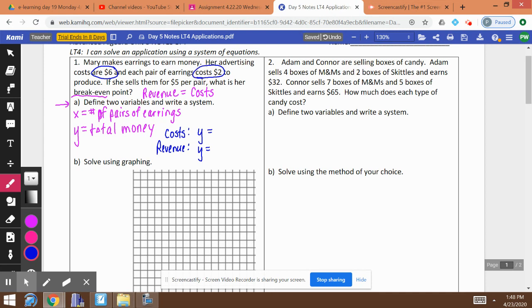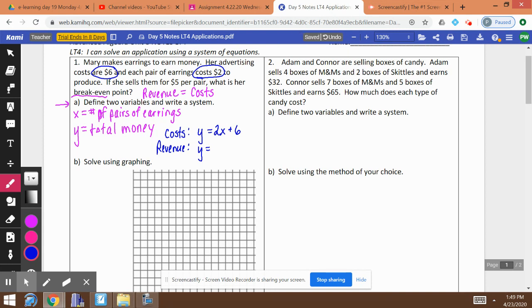Now, you got to think about what depends on what. Each pair of earrings costs $2 to produce. So that's going to be 2 times the number of earrings. But those advertising costs, does that depend on how many earrings she makes? No. So maybe she's printing flyers, or maybe she's big time and making some kind of commercial. I don't know what commercial would be $6. But again, these are her advertising costs. That doesn't depend on how many earrings she produces. So that's just going to be a plus 6. So that's how much money she has to spend.